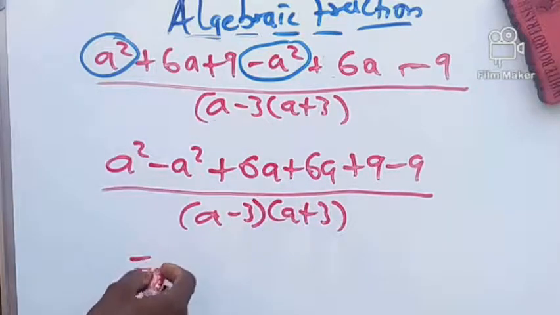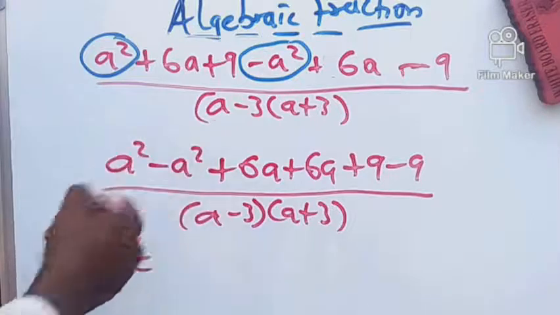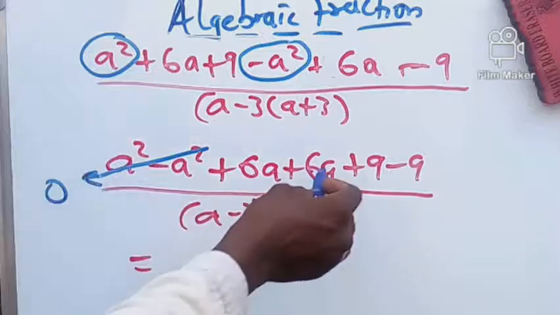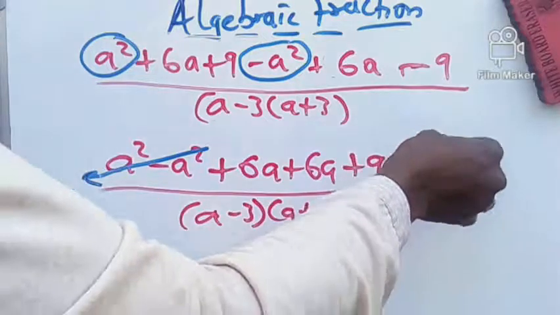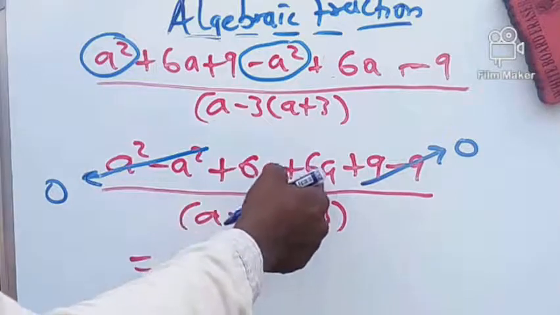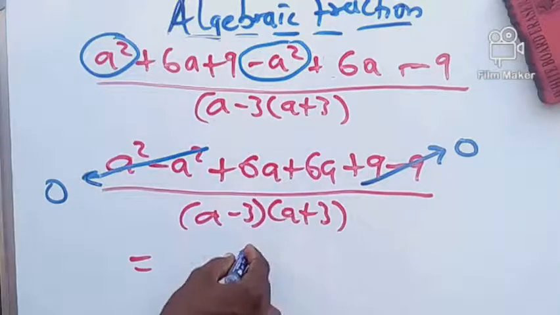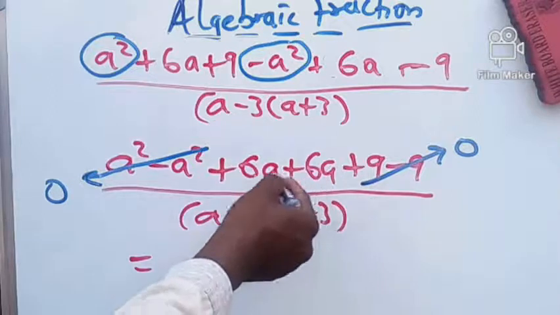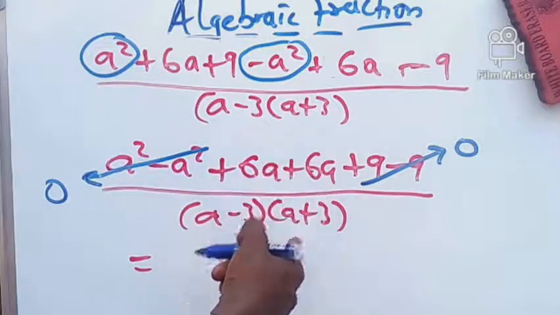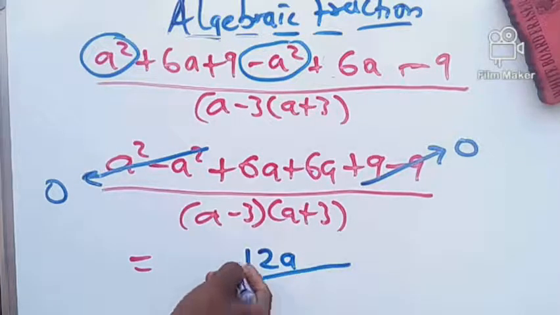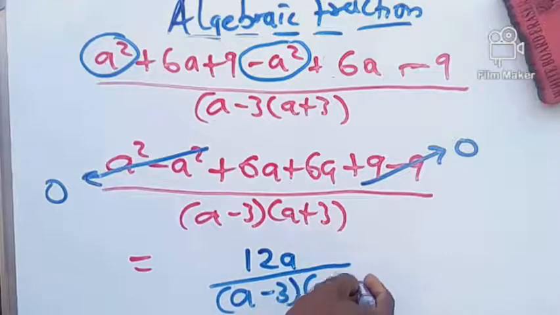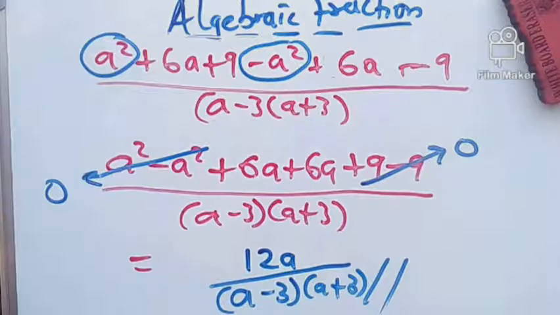So what do we have next? We have it that a squared minus a squared will give us what? 0. 9 minus 9 will give us what? 0. So what we are left with is 6a plus 6a. And 6a plus 6a will give us what? 12a. 6 plus 6 is 12, a plus a is still a. So you have 12 what? A. Everything divided by a minus 3, a plus 3. And that is the answer.